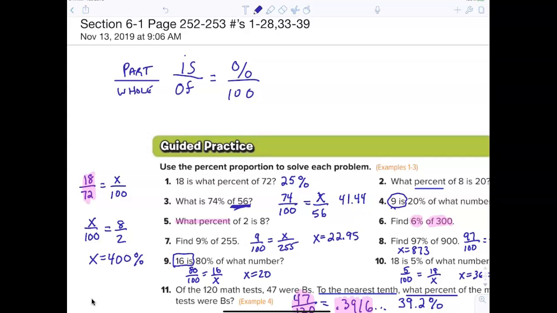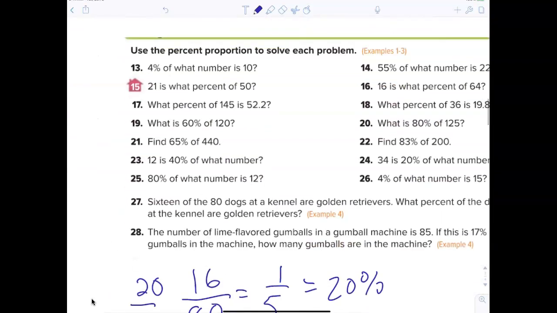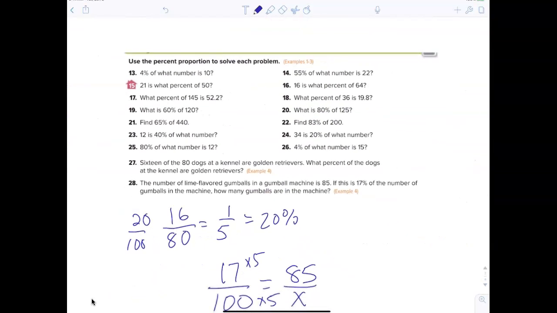All right? So please do me this favor. Set up the proportion. And once you set up the proportion, you then can just do mental math, or cross multiply and divide using your calculator. Is everybody with me on that?